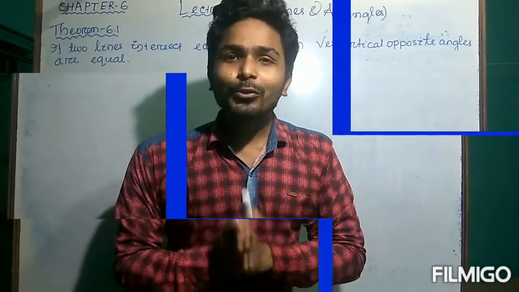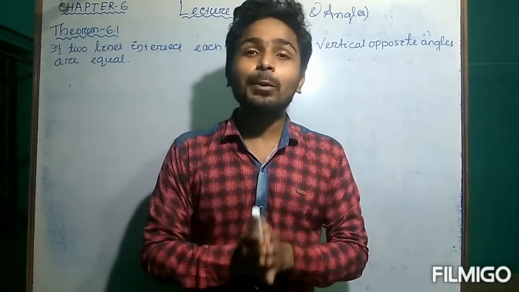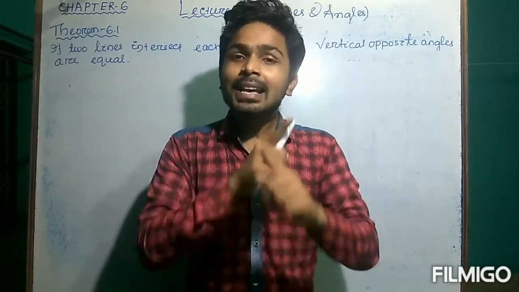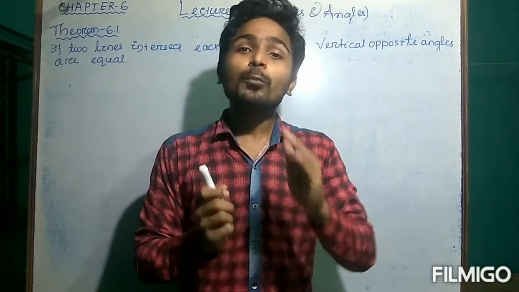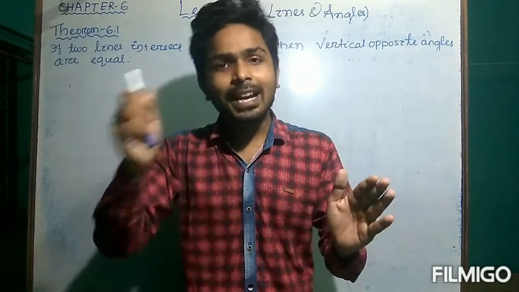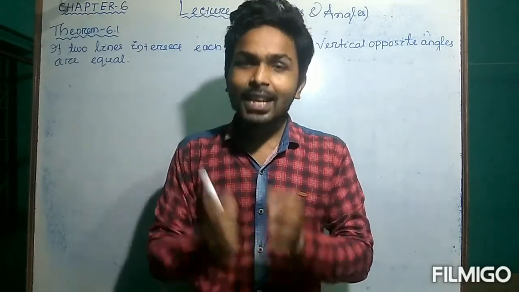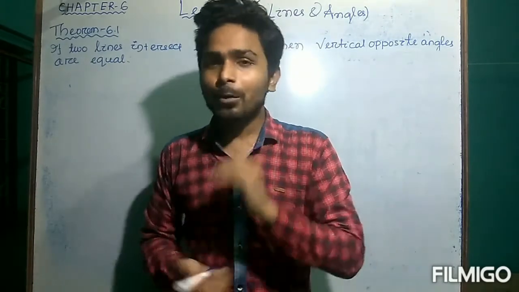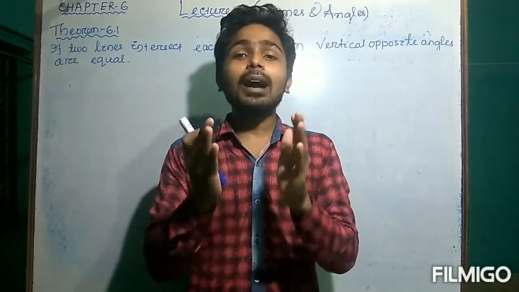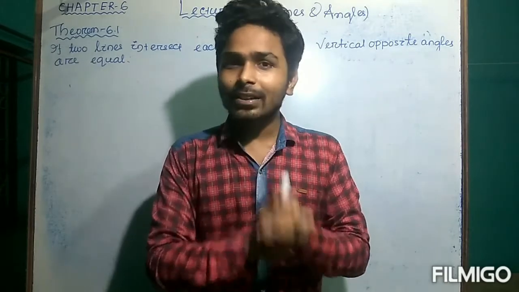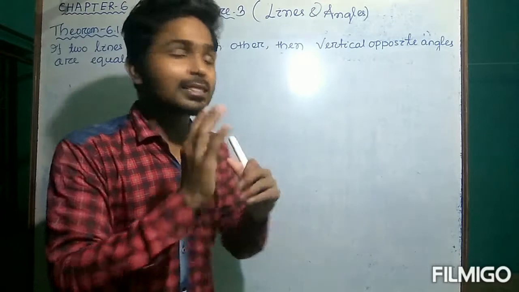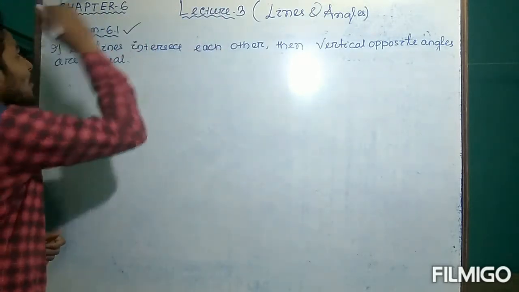So finally we come to the first theorem of this exercise, that is theorem number 6.1. As I have told you, a theorem is not a self-proven statement. We need to prove it with the help of axioms and postulates. Similarly, we are going to prove this theorem with the help of axioms and postulates. But before that, we have to understand the statement given in the theorem. So let us start with the first theorem of this chapter, theorem number 6.1.